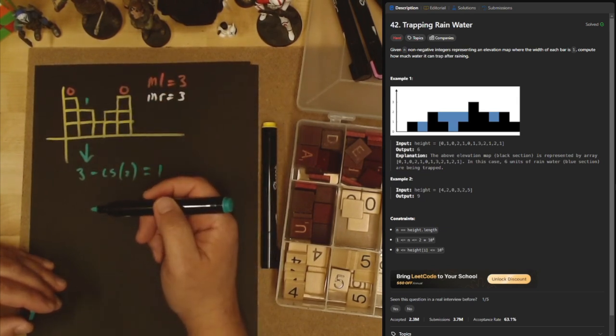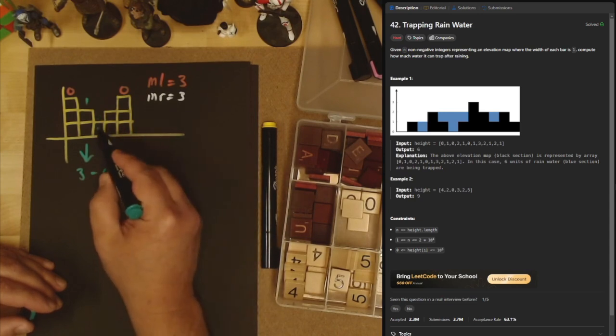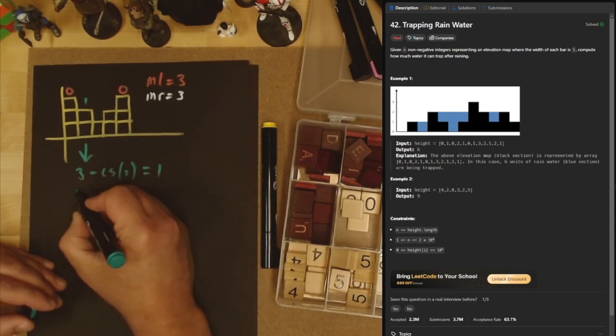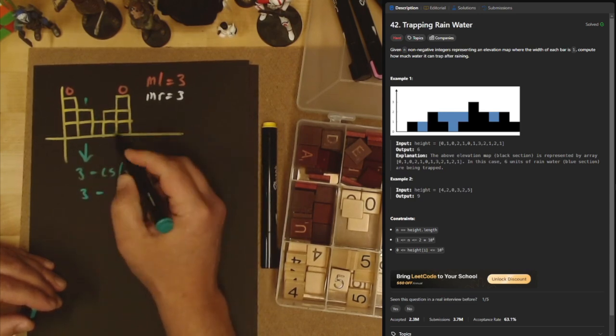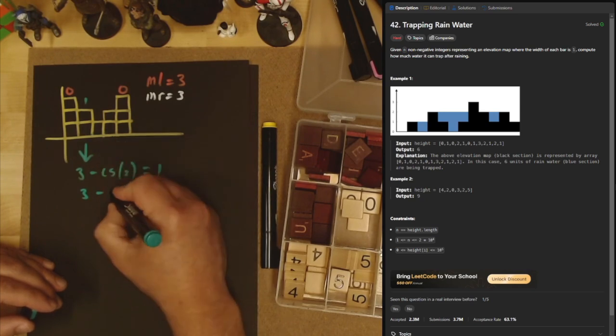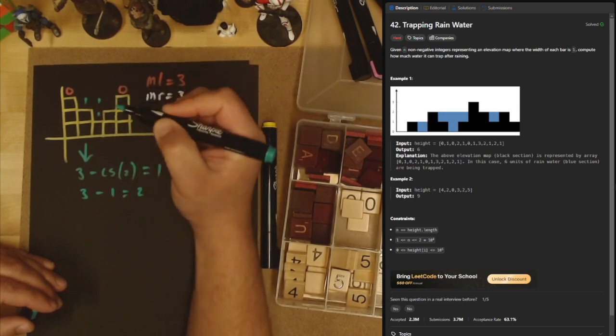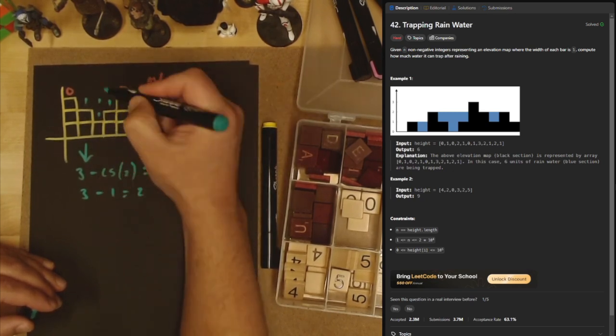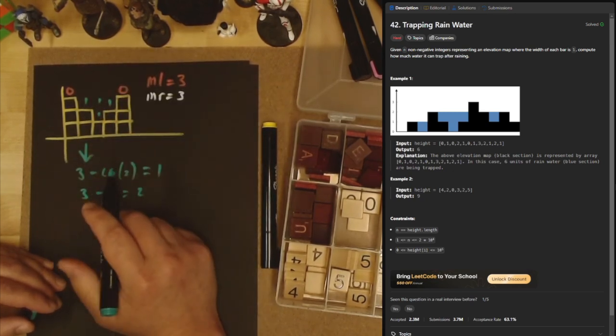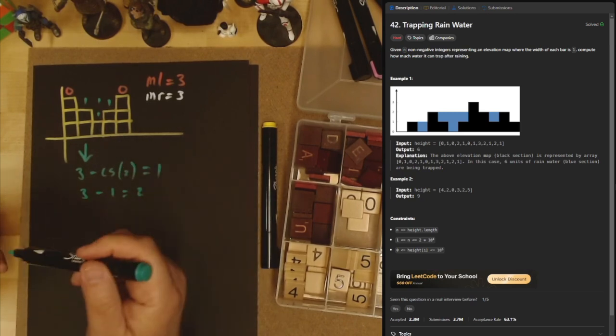Now, I think you see where I'm going with this. So now let's go to this square. Okay, the max is 3 minus the current square, which has a height of 1, which equals 2. So we got 1 square here and 1 square there. And then here we also have 1 square. So we can hold 4 units of water in this thing.